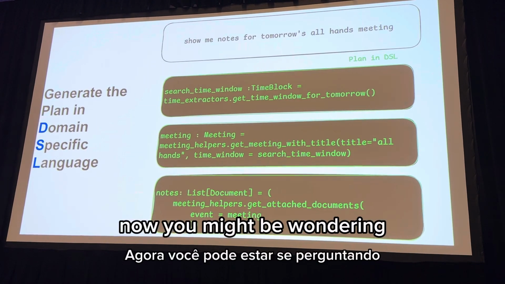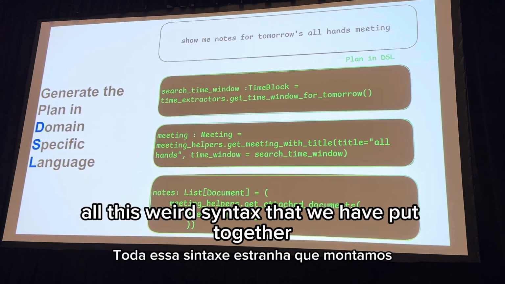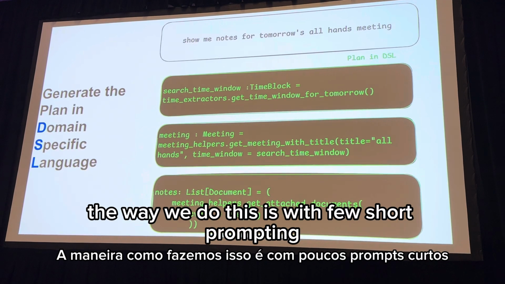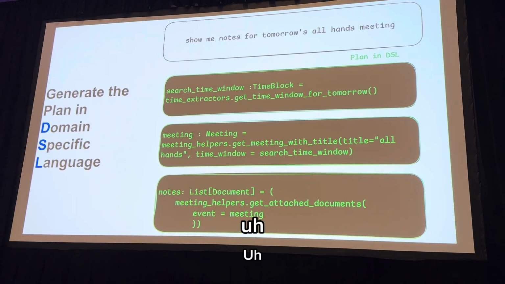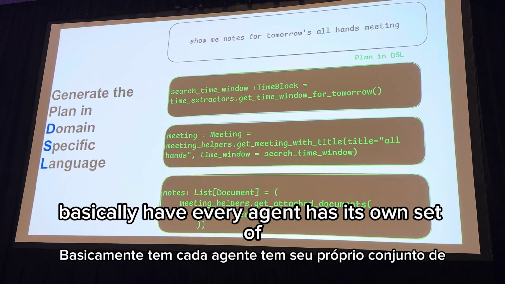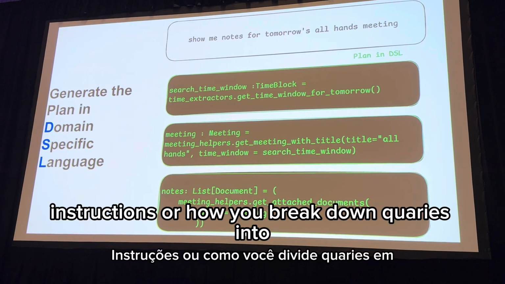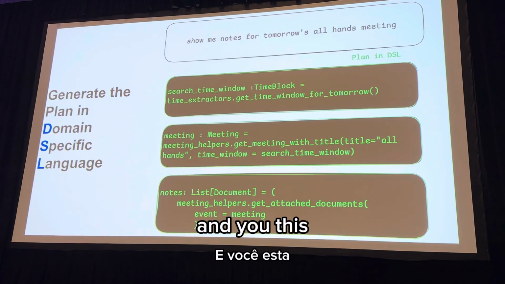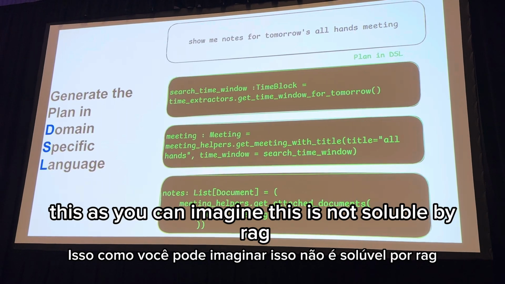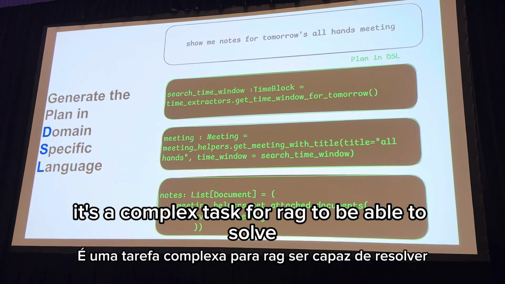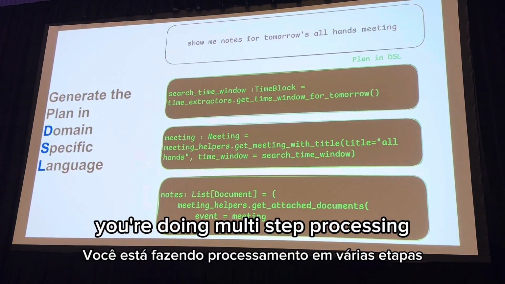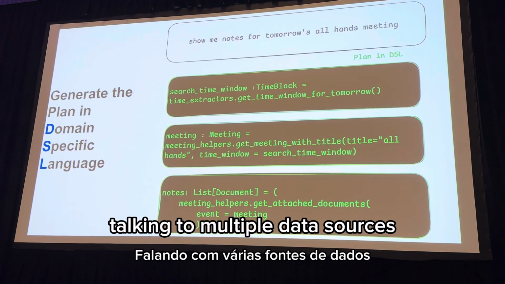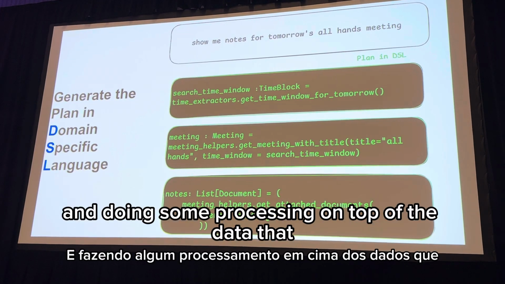Now you might be wondering, how does the LLM know all this weird syntax that we have put together? The way we do this is with few-shot prompting. Every agent has its own set of instructions on how to break down queries into known methods. And as you can imagine, this is not solvable by RAG. It's a complex task for RAG: you're doing multi-step processing, going back and forth and talking to multiple data sources, and doing some processing on top of the data that you retrieve.